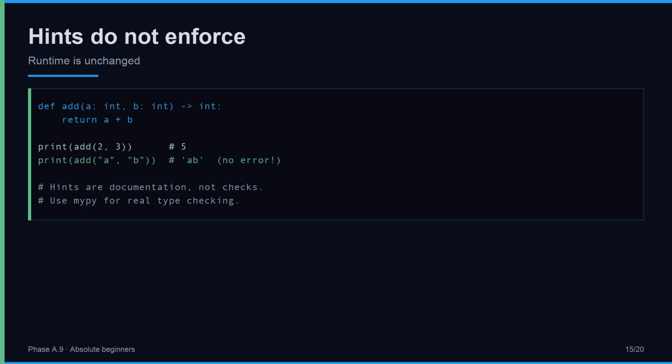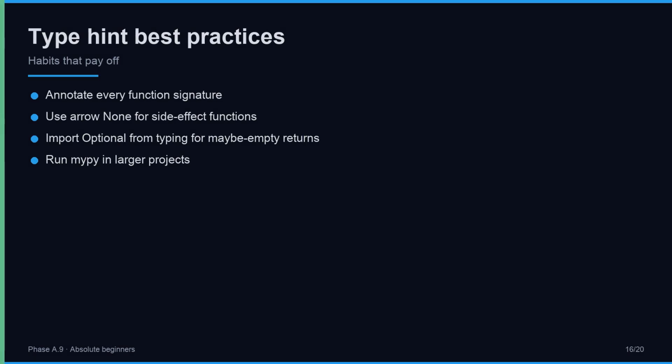Hints do not enforce. Some habits pay off. Annotate every function signature, even short ones, so the whole project has a consistent style. Use -> None for functions that exist for their side effects, like print and file writes. Import Optional from typing whenever a function might return None, so the caller remembers to check. In larger projects, add mypy as a dev dependency and run it before commits to catch type mistakes across the whole codebase.